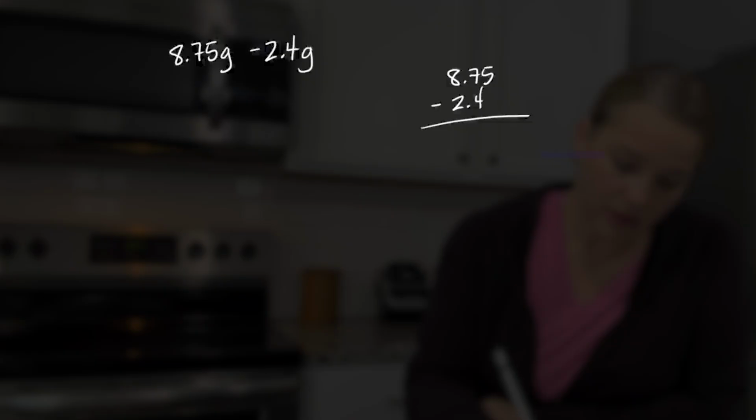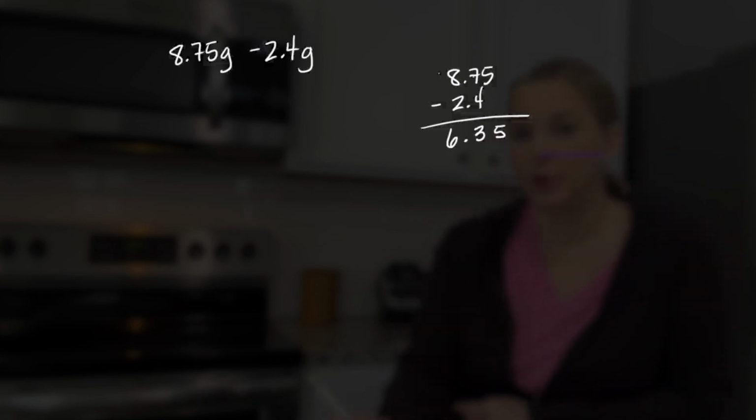Then if we have 8.75 grams minus 2.4 grams, we're going to take 8.75 minus 2.4 and subtract. 5 minus 0 is 5. 7 minus 4 is 3. Move down our decimal. 8 minus 2 is 6.